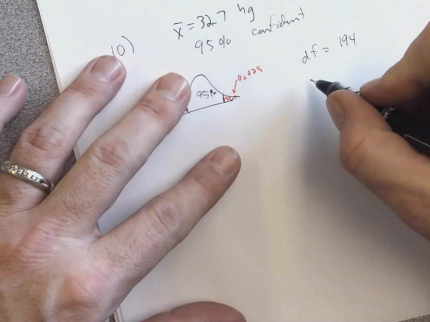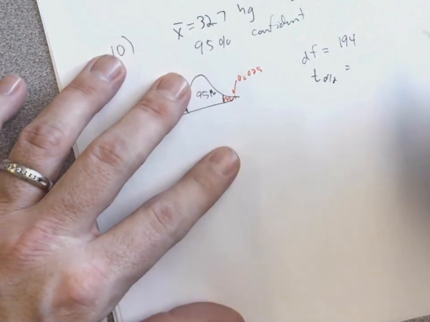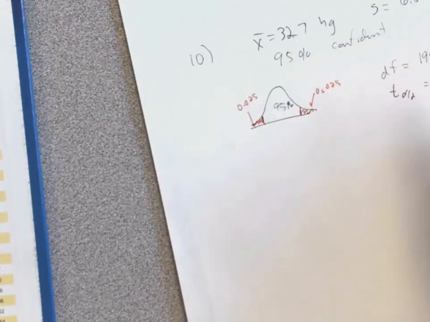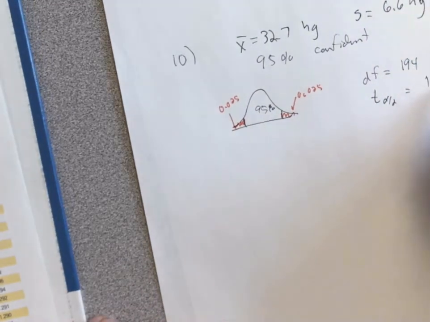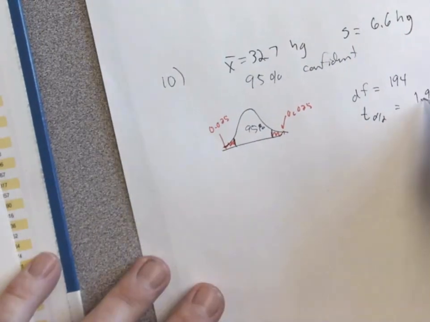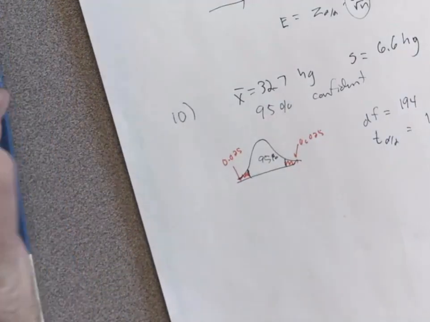So tracking that center all the way down to 200, I get a critical value of 1.972. So that means my T alpha over 2 is equal to 1.972. I said it out loud and everything. Oh well, old brain.